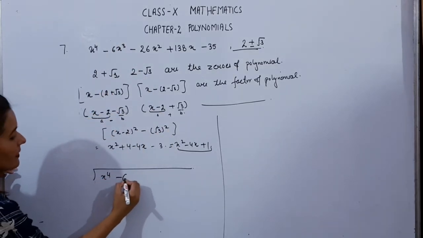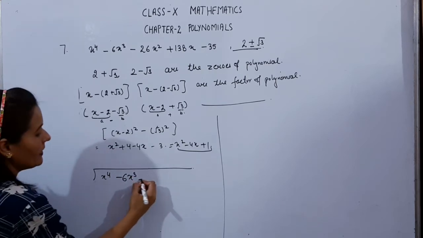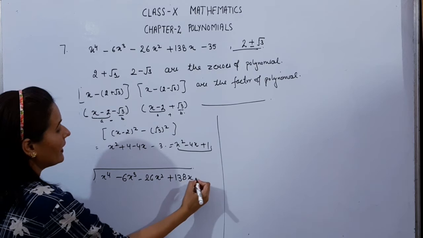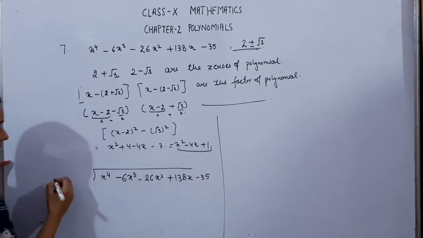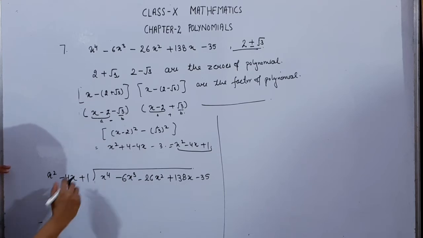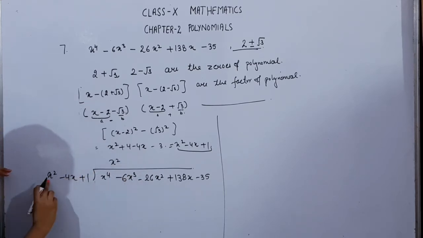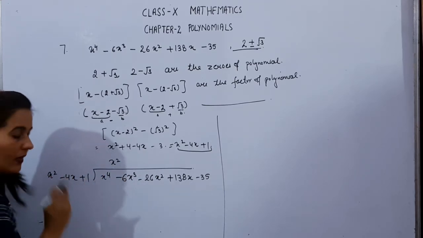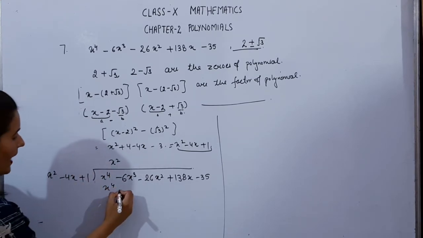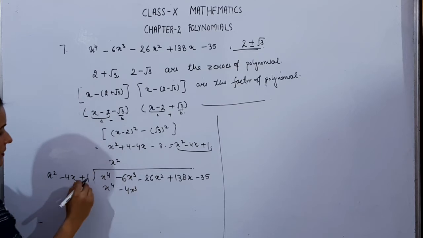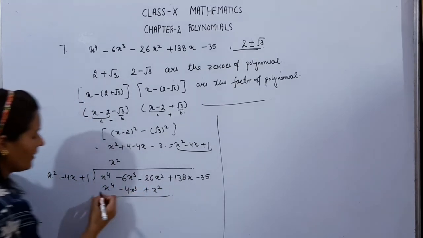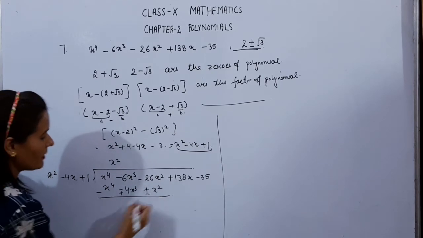We are doing division of this polynomial by this polynomial. x4 minus 6x cube minus 26x square plus 138x minus 35, divided by x square minus 4x plus 1. First it will go for x square, multiply by x square because we want x power 4, right. So, x4, this multiplied by this is minus 4x cube and this will be plus x square. Clear? Now, do the subtraction.